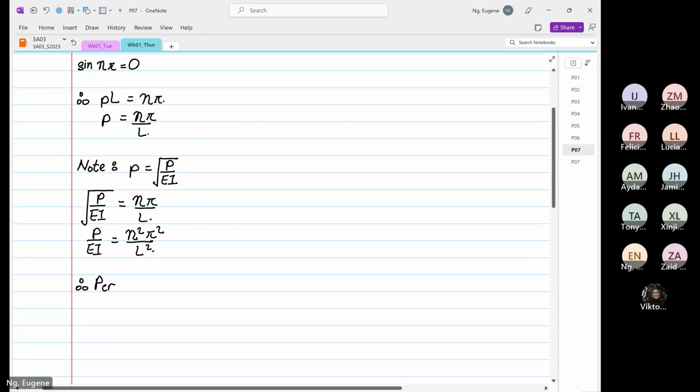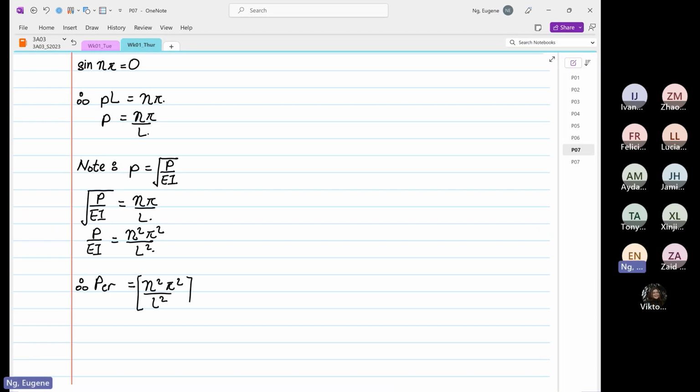So therefore, P critical is equal to n squared pi squared over L squared, and then the whole thing multiplied by EI. So now you can see where the pi squared starts coming in already. Yes or no? So PCR is known as the critical axial load where buckling will occur.